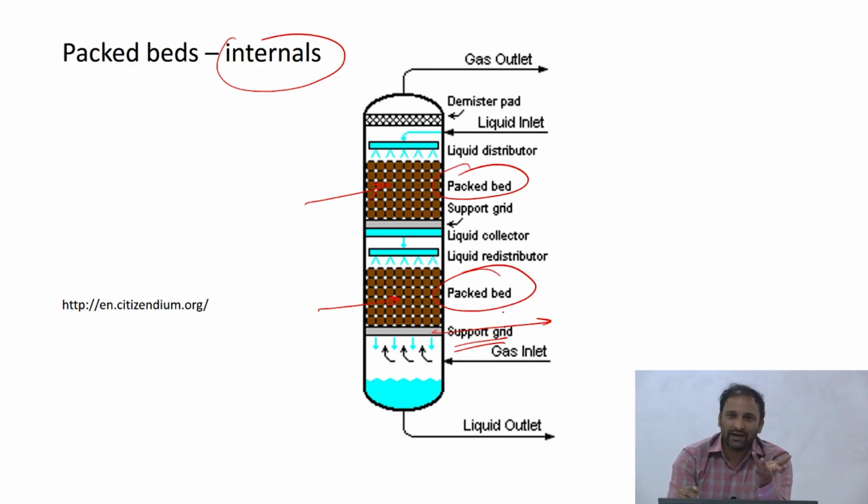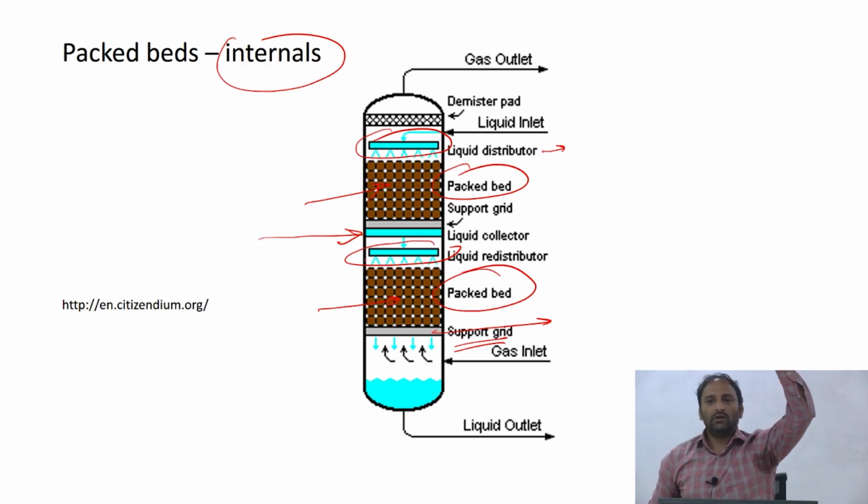So typically there's a support grid. It's typically a porous plate, and people use different kinds of designs to ensure a proper flow of fluids through these columns. At the top, and somewhere here, you have what is called a liquid distributor or liquid redistributor. The job of this liquid distributor is to ensure a proper distribution of liquid across the entire packed bed. And somewhere here, they have what is called a liquid collector.